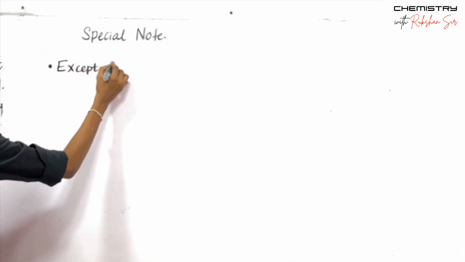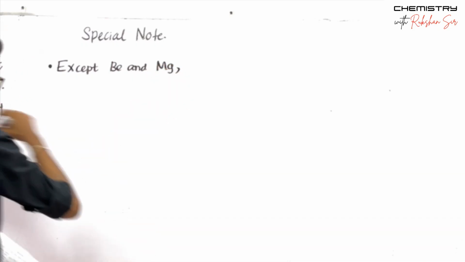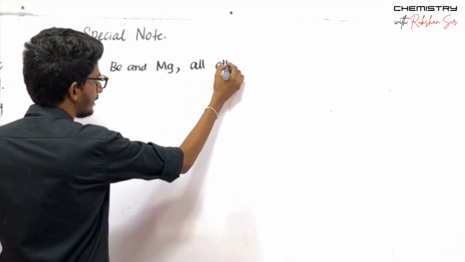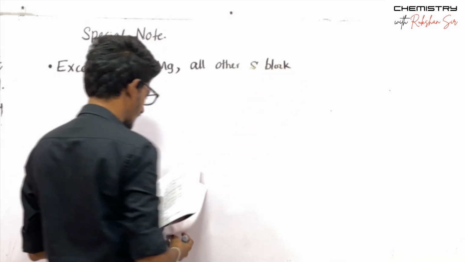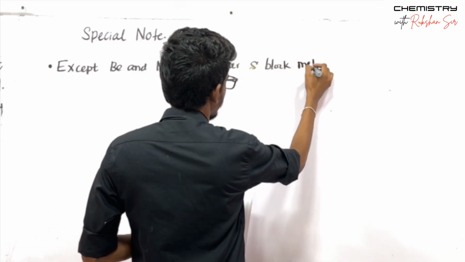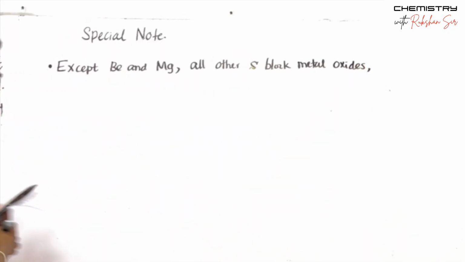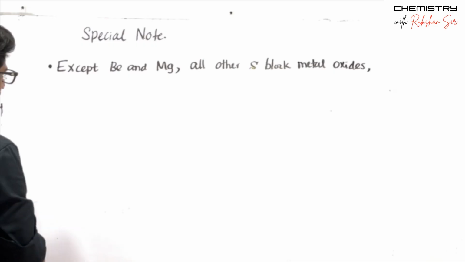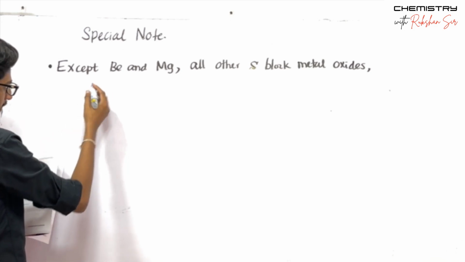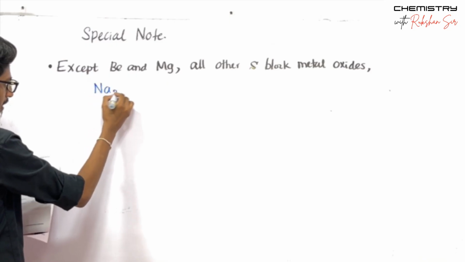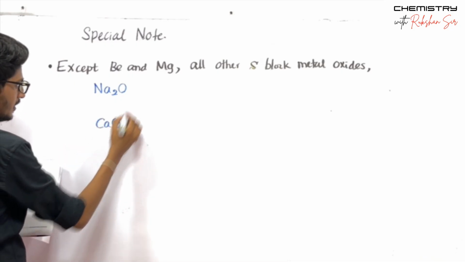Except beryllium and magnesium, all other S block oxides will react with water to form the respective hydroxides, right? If you take a group 1 oxide, I'll take sodium oxide. As a group 2 oxide, I'll take calcium oxide.